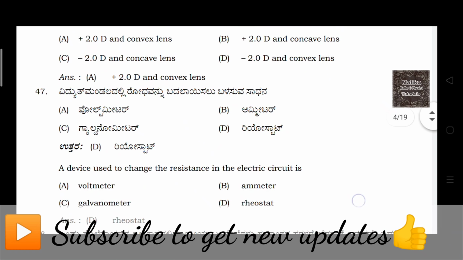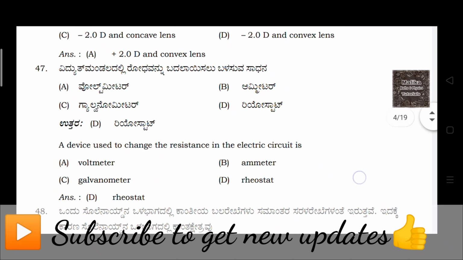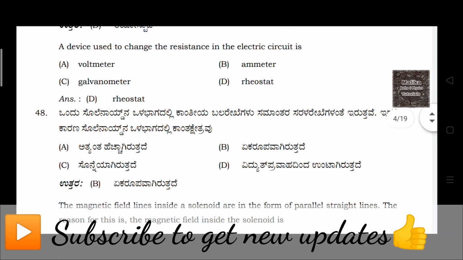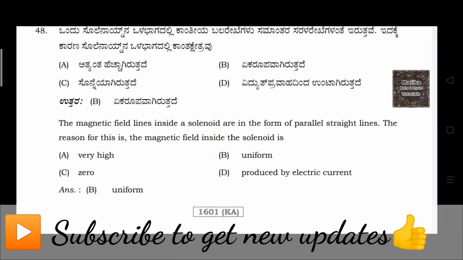Next question number 47. A device used to change the resistance in the electric circuit is rheostat. Question number 48. The magnetic field lines inside a solenoid are in the form of parallel straight lines. The reason for this is the magnetic field inside the solenoid is uniform.